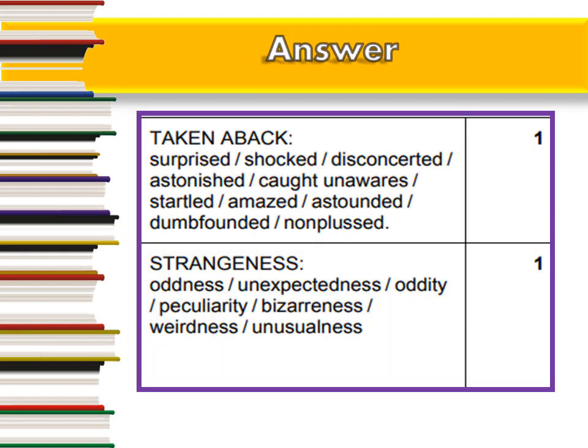For the phrase taken aback, you may use the words surprised, shocked, dumbfounded, or any word that fits in the context. For the word strangeness, you may write oddness, peculiarity, unusualness. If you cannot come up with a word, you may write a description. So the last step is to construct a sentence using the keywords. So here you can write the answer that she was surprised by the unusualness of her husband's question.